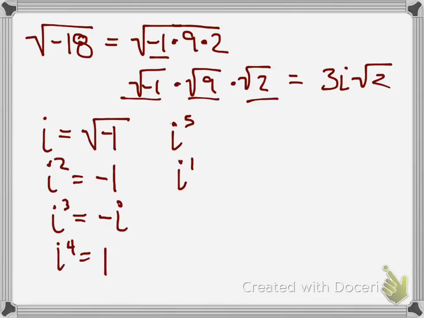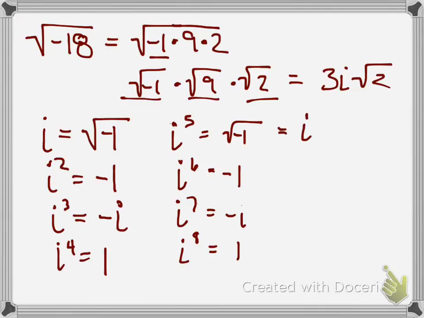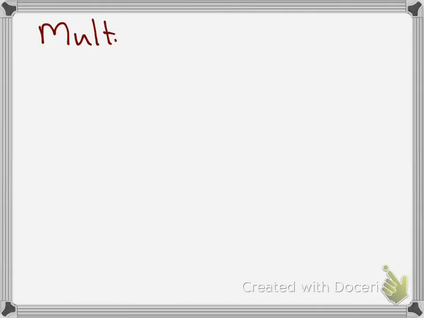i to the fifth would be i to the fourth times i, which is just i. You can kind of see i to the 6th would be negative 1, i to the 7th would be negative i, and i to the 8th would be 1. So that keeps repeating. So I could ask, what's i to the 25th? Well, divide by 4 and you get a remainder of 1, so it's just i. Anyways, because every 4 equals 1.